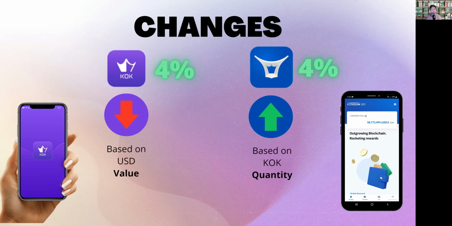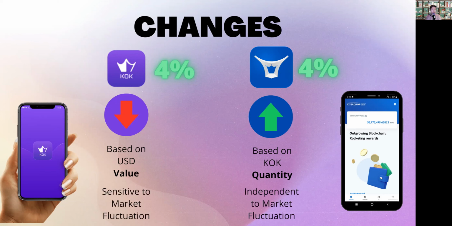On KOK Play, the 4% is based on a US dollar value of the KOK Play asset that you have put a stake on, or a POS on. So your proof of stake might be valued at $10,000 in US dollar value, and you are getting 4% of that. But on the K-Stadium side, the 4% is based on a KOK quantity that you have put a stake on. What this means is that on the left, KOK Play's 4% gains are very sensitive to market fluctuations.